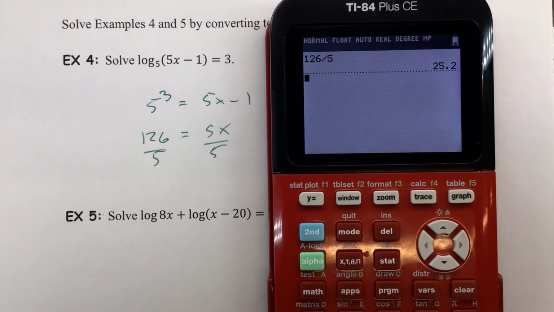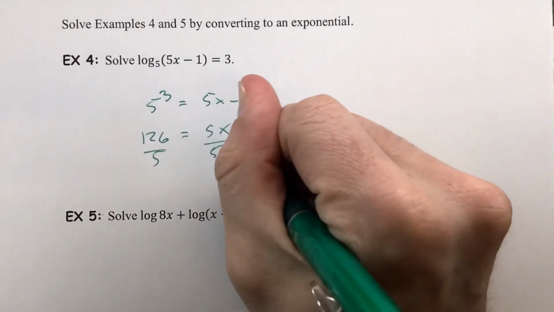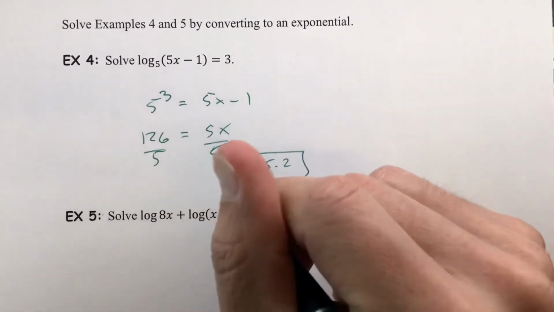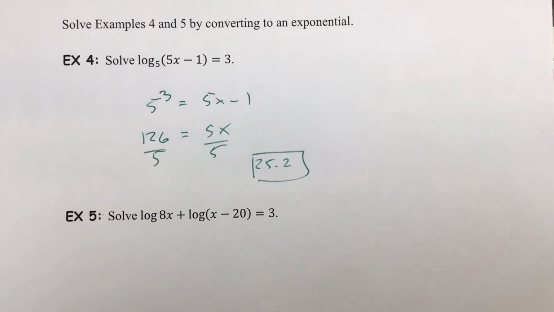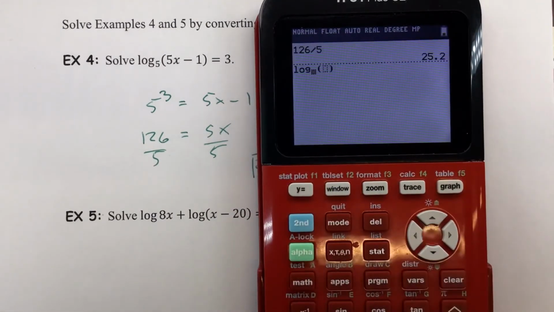126 divided by 5 is going to be 25.2, which we can also verify in the calculator. We'll just get log base 5 in there. We've got 5. I'm going to recall the last answer, subtract 1, and we get 3.